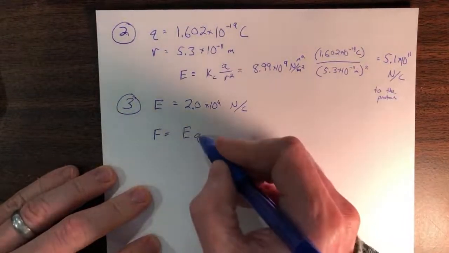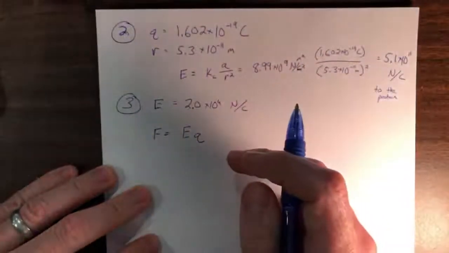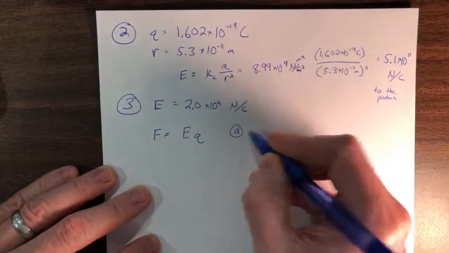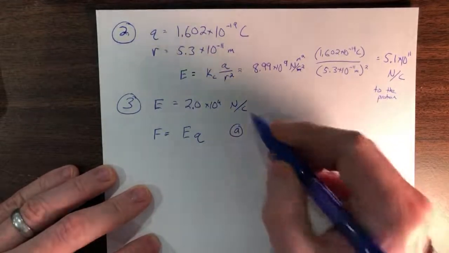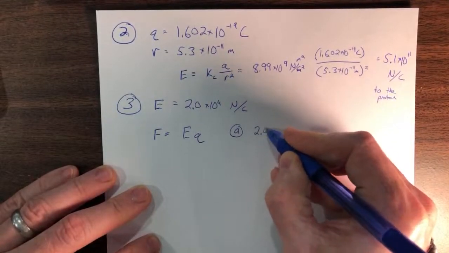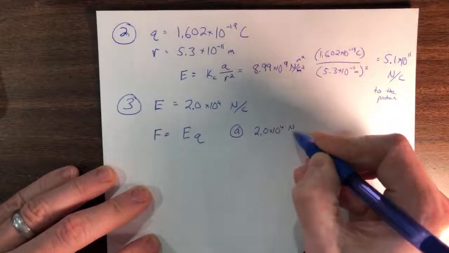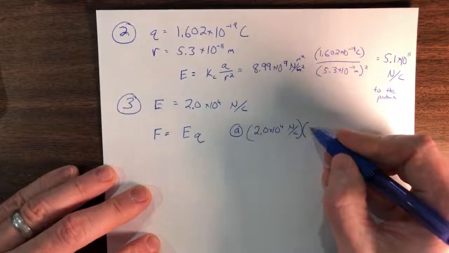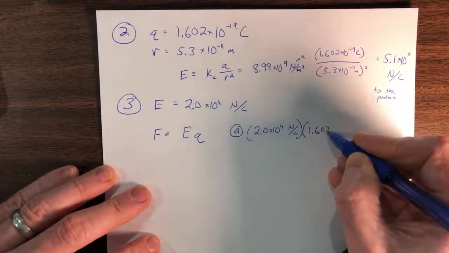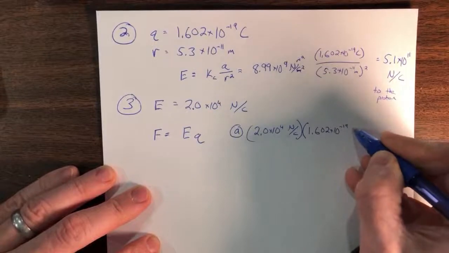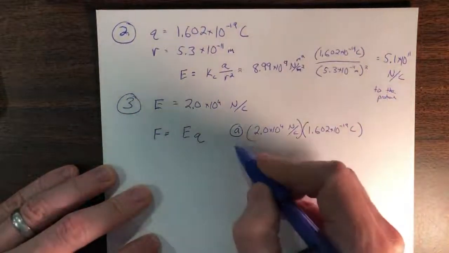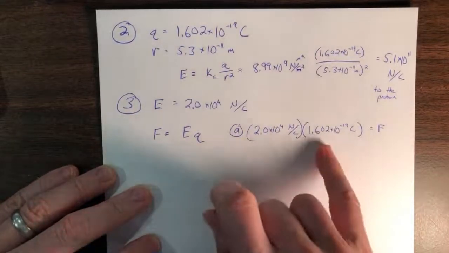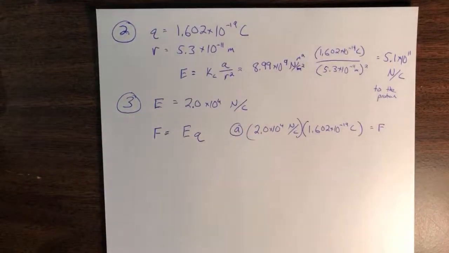And the directions are not going to be too terribly important to us, but let's go ahead and work on this. So A is going to be 2.0 times 10 to the 4th newtons per coulomb. And we have 1.6 times 10 to the minus 19 coulombs. And this is going to be equal to our force. So the electric field strength times the charge. Let's see what that is.